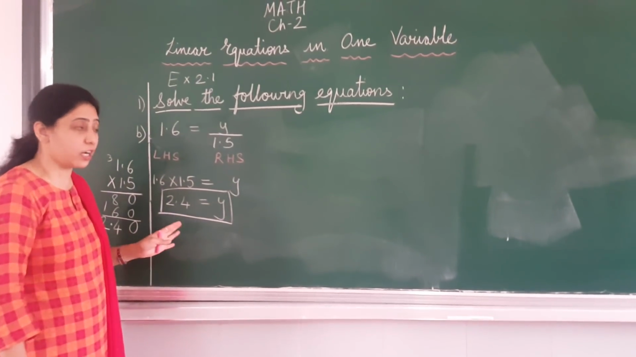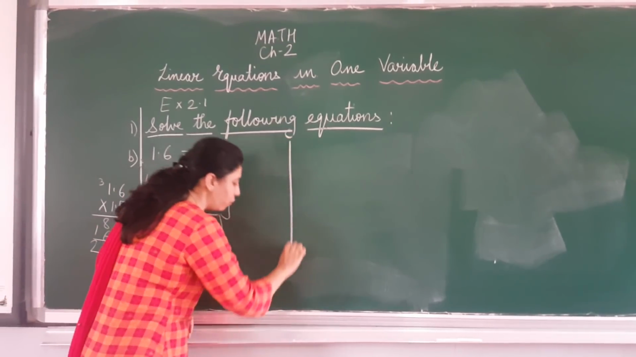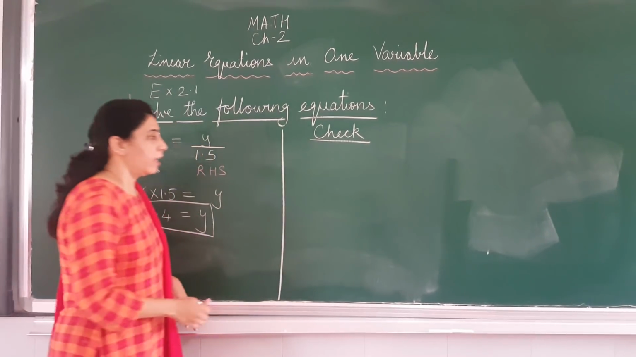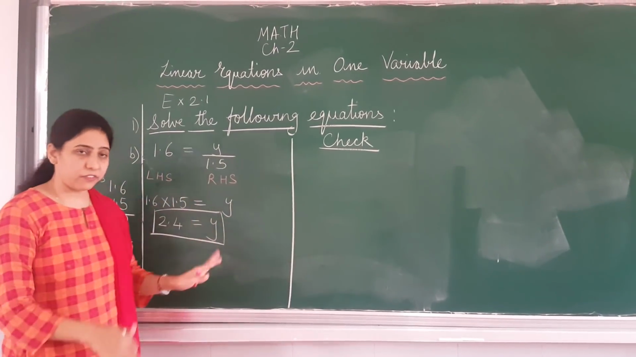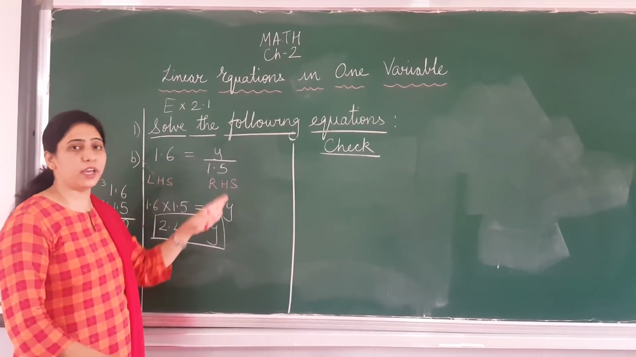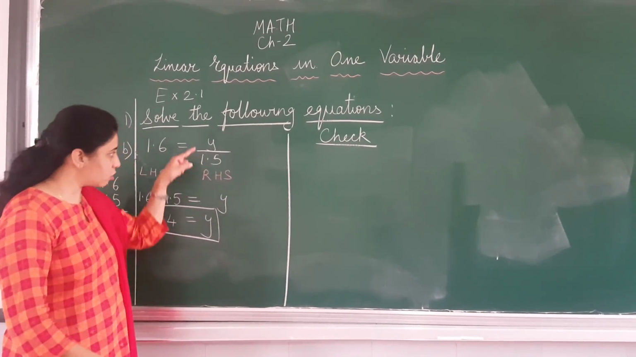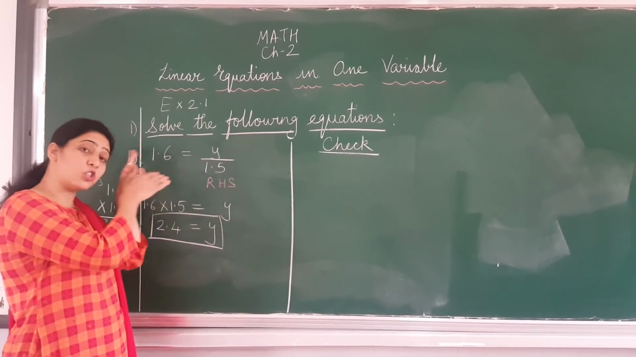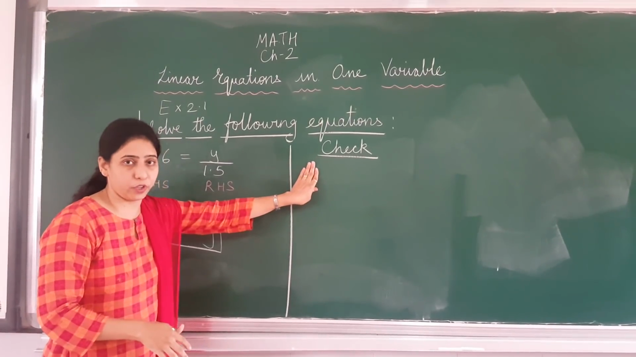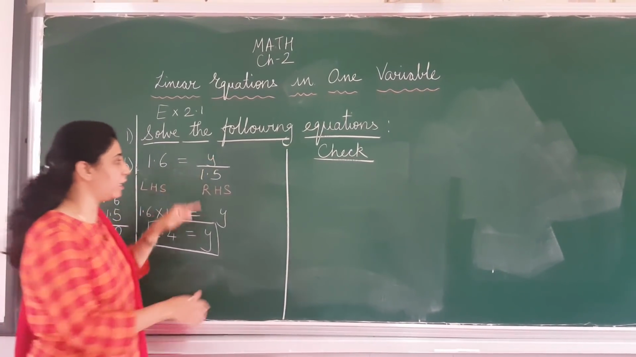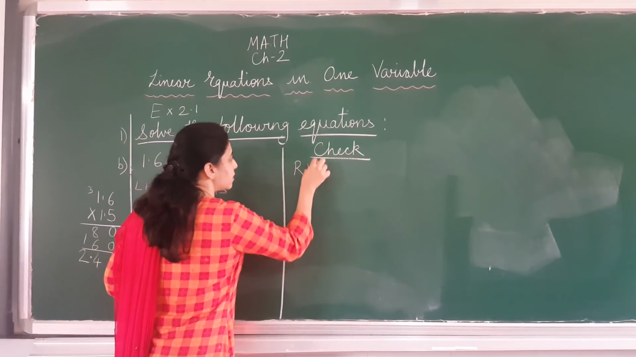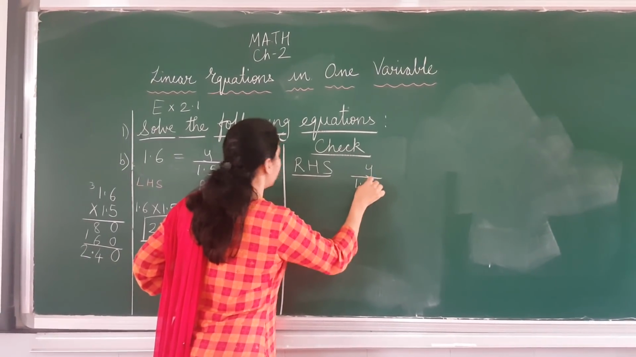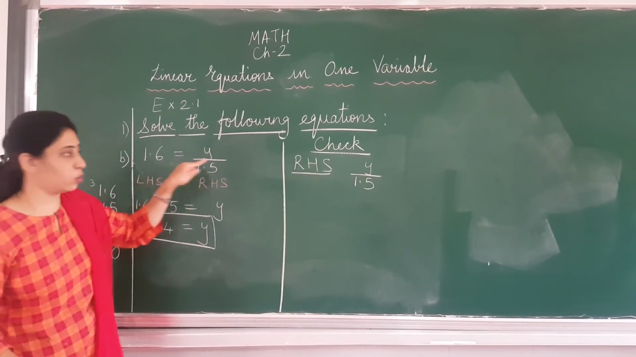But we have to check whether it is right or not. So how are we going to check? We have to verify. Every time you have to check. Whenever you are verifying the answer, you should check which side the variable is on. The variable y is on the right hand side. In the previous sum, the variable was on the left hand side, so we took the left hand side. Now the variable is on the right hand side, so we are going to take the right hand side. What is there on the right hand side? Y upon 1.5. This side we are going to write over here.